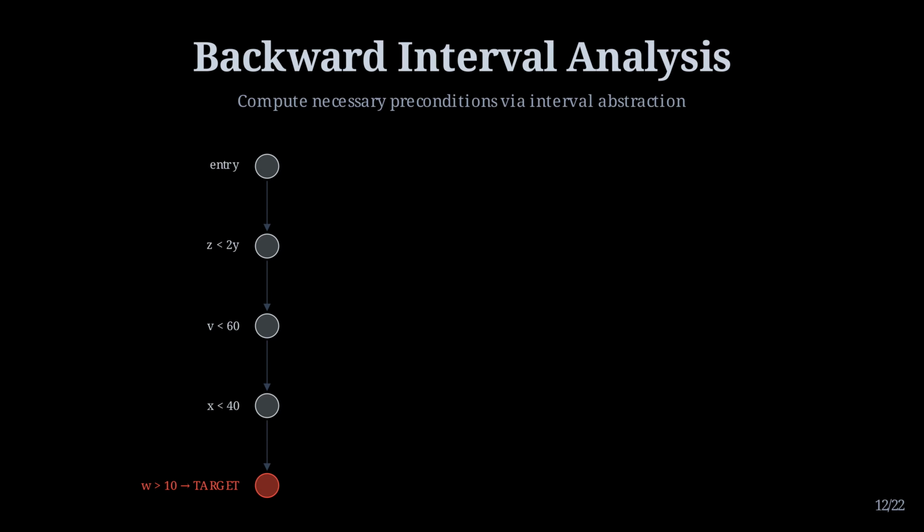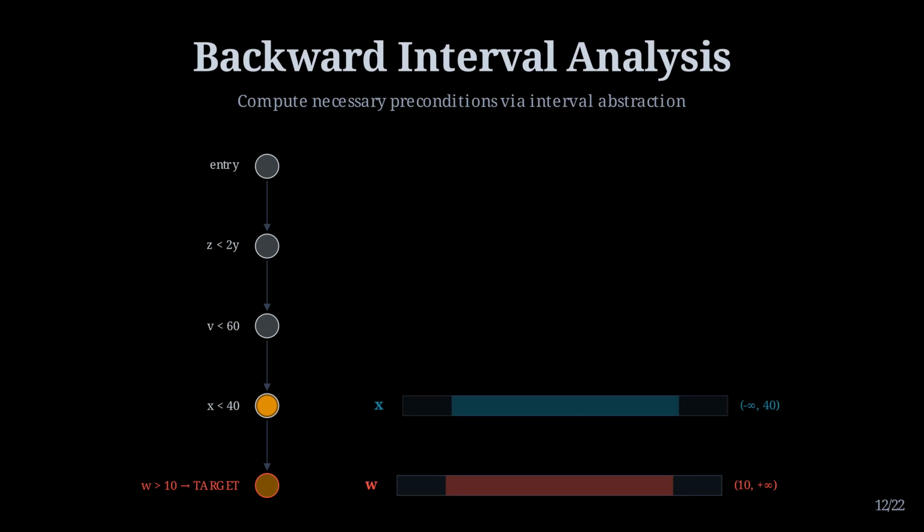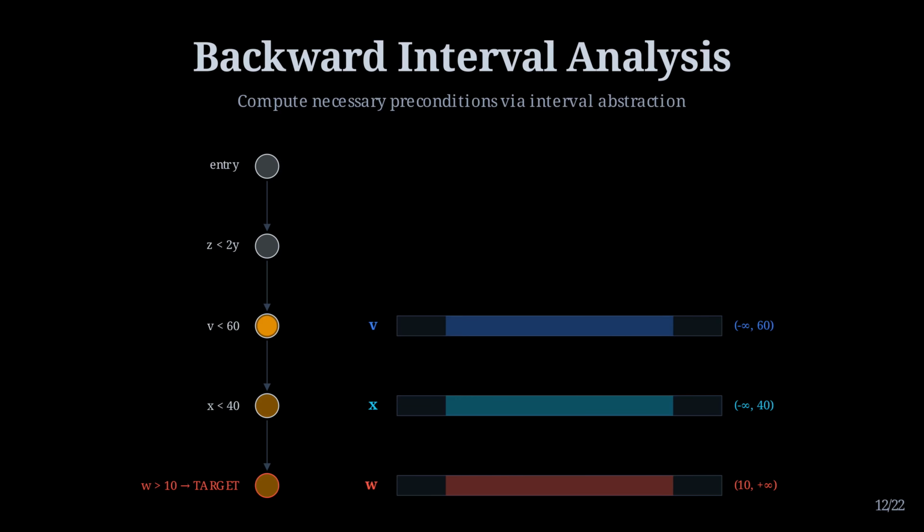The analysis starts at the target location with an initial precondition of true and propagates backwards through the control flow graph. At each point, it computes necessary ranges of variable values, intervals that must hold for execution to reach the target. So for the condition w greater than 10, it derives that w must be in the interval 10 to positive infinity. From x less than 40, x must be in negative infinity to 40. Each branch condition encountered during backward propagation contributes a constraint that tightens the interval for the relevant variable.